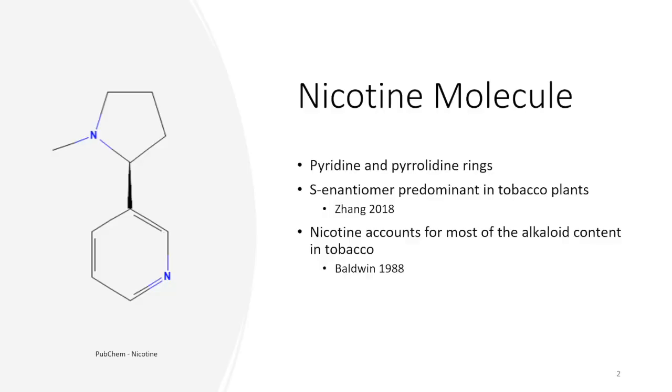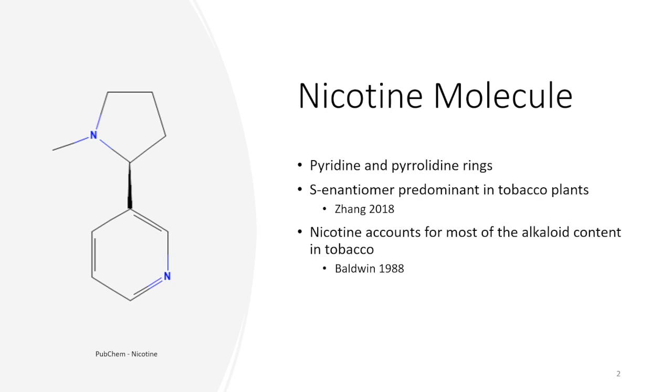This is the nicotine molecule. It is comprised of a pyridine ring and a pyrrolidine ring. These are joined by a chiral center on the pyrrolidine ring. Jacob will go into more detail of the synthesis later in this presentation. This chiral center changes the toxicity and psychoactivity of the molecule.